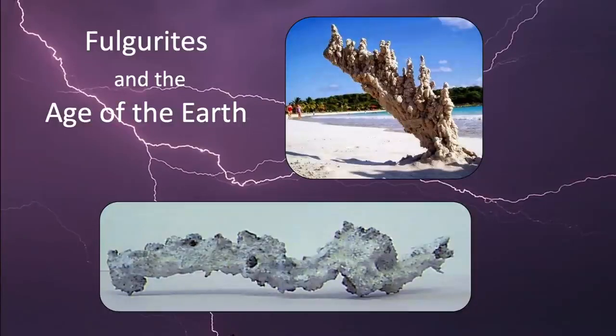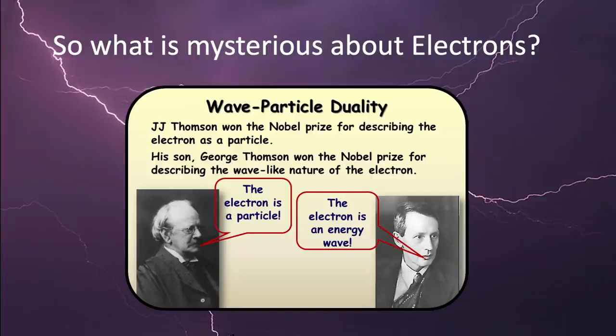Okay. Well, I talked about the mysterious electron. Let me tell you why it's mysterious. So first reason it's mysterious is because of wave-particle duality. J.J. Thomson won the Nobel Prize for describing the electron as a particle. You know what a particle is? It's like a baseball. You can throw it, it bounces off things. It has a particular point in space where it is, okay?